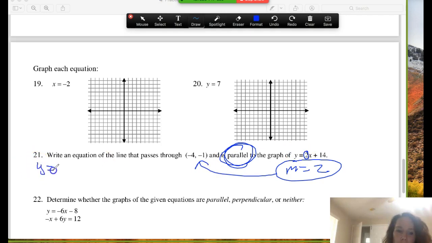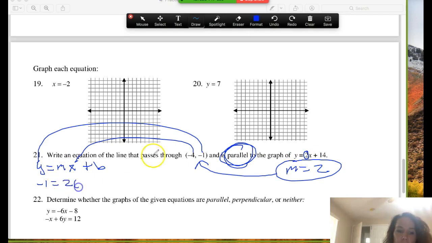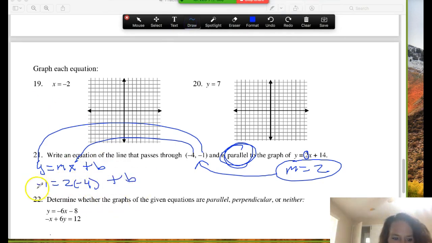If y equals mx plus b, I need to figure out my m and my b. I know my m, it's 2. It's the same as this line. And I can figure out my b with this point. Plug this in for x, plug this in for y. So -1 equals my slope, 2, times my x point, which is -4, plus b. Now just solve this. This would be -1 equals 2 times -4, which is -8, plus b.